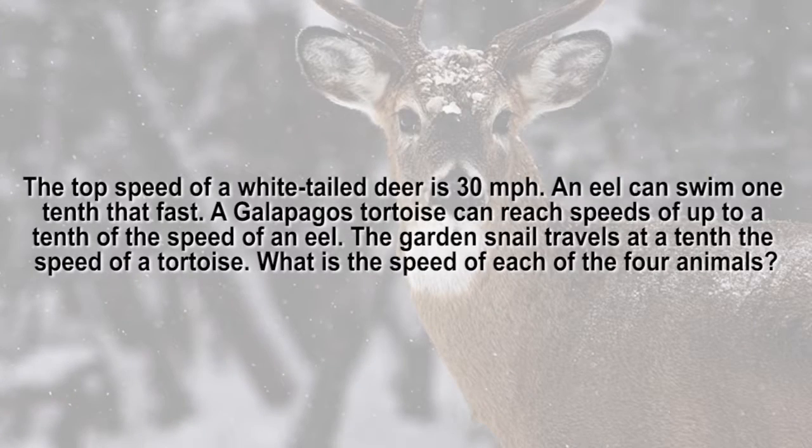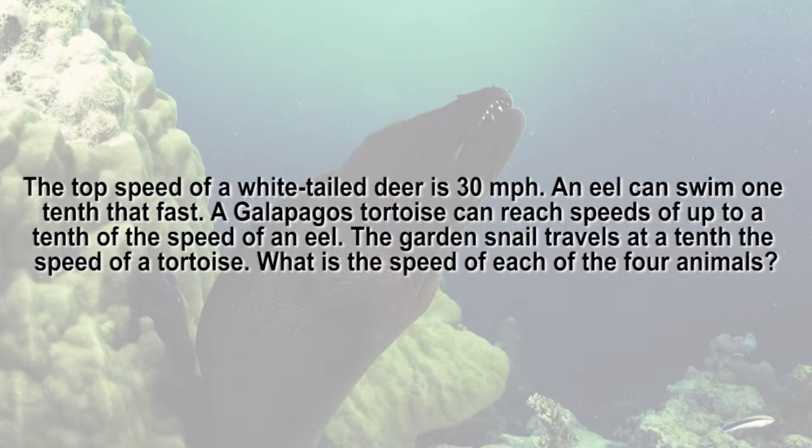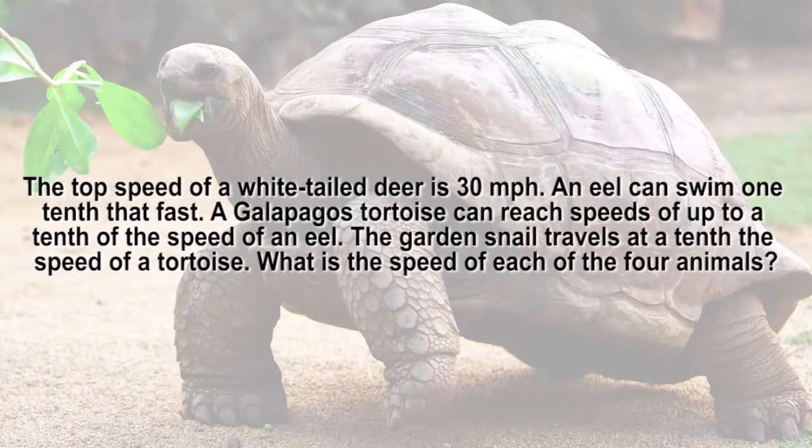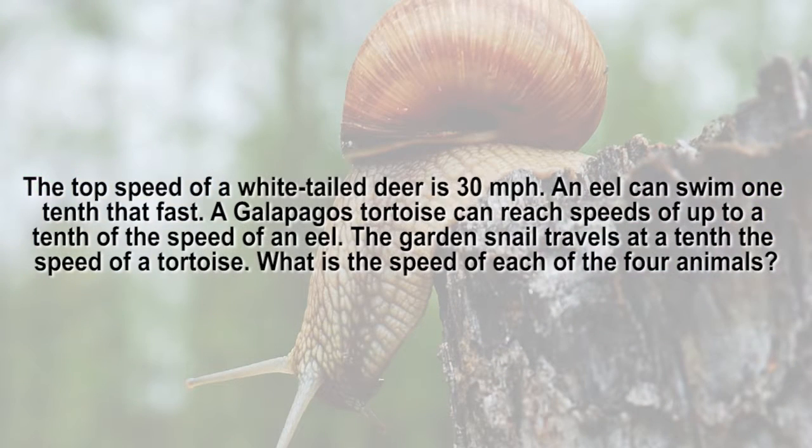The top running speed of a white-tailed deer is 30 miles per hour. An eel can swim 1/10 that fast. A Galapagos tortoise can reach speeds of up to 1/10 of the speed of an eel. The garden snail travels at 1/10 the speed of a tortoise. What is the speed of each of the 4 animals?